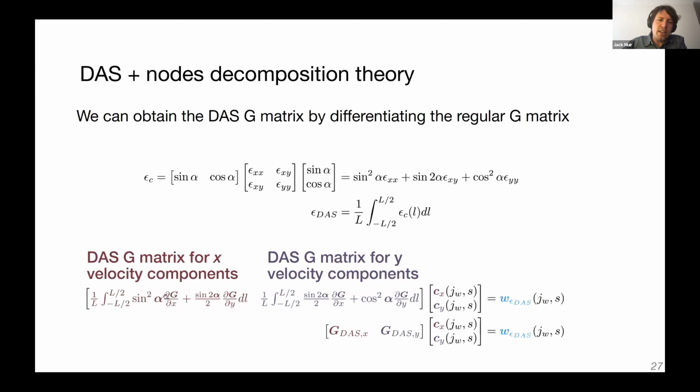So this is shown here for the X velocity components. We differentiate the G matrix with respect to X, multiply it by these sine terms or sine 2 terms, and then integrate it. Likewise, for the Y components, we do the same thing. So this splits up into 2 different sections because of the way the strain tensor works. And then we're solving this sort of inverse problem where we have 2 curvelet coefficients, one for the X components of velocity, one for the Y components of velocity, fitting the wavelet coefficients of the DAS. So it forms a sort of linear system like this.